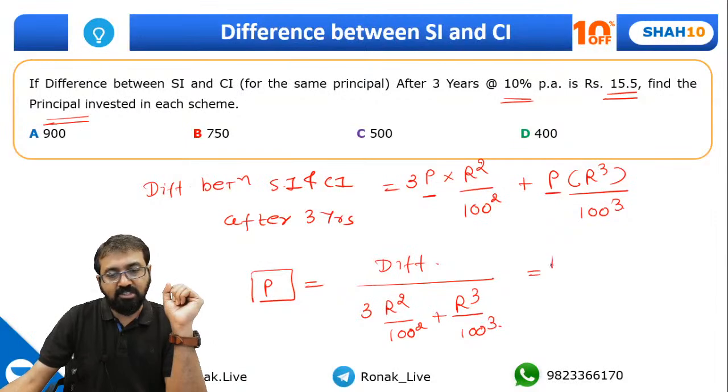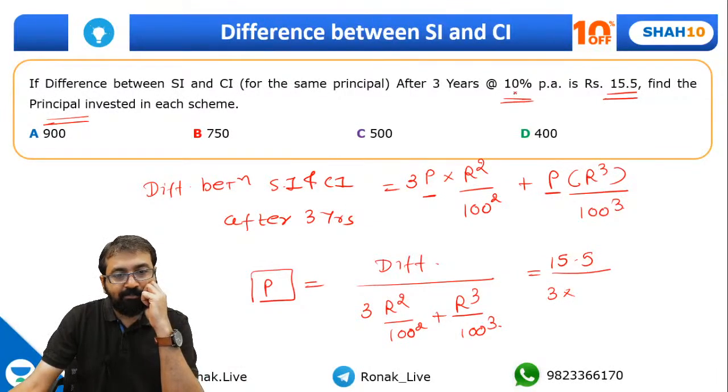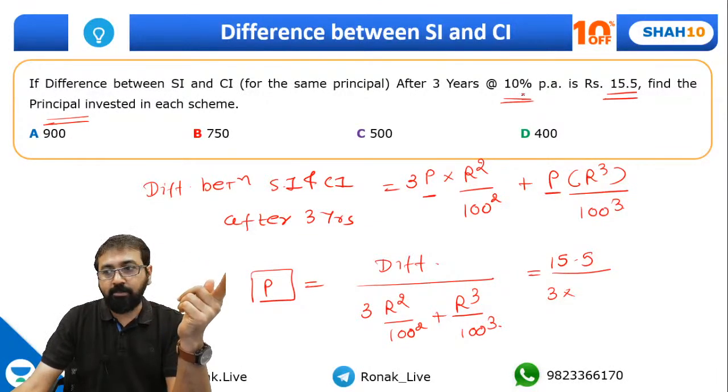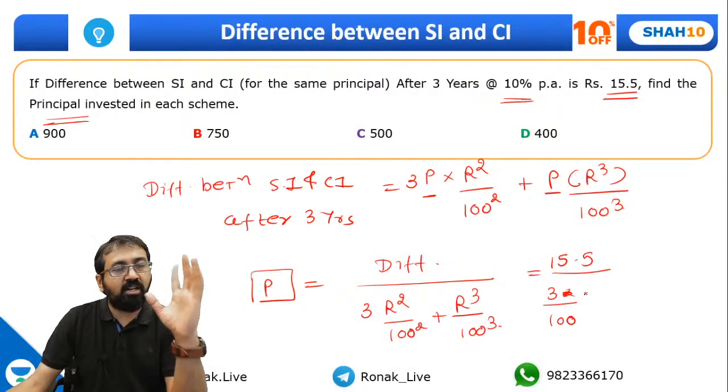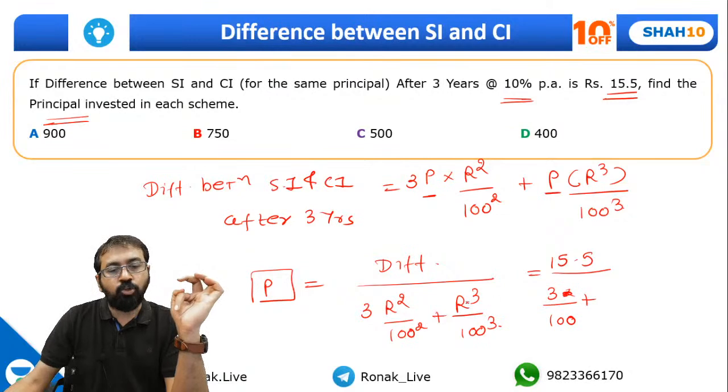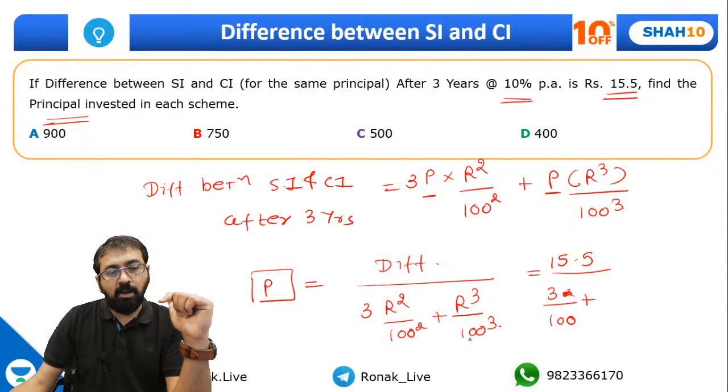Now what is difference given? 15.5 rupees divided by 3 into R square. Now what is R square? R is 10, so R square will be 100. So this 100 will get cancelled off. So you will get 3 upon 100, right? Because 100 upon 100 square. So 100 will get cancelled off. So you will be left with 3 upon 100 plus R cube is 1000, 1000 upon this 10 raised to 6. So it will be 1 upon 1000.